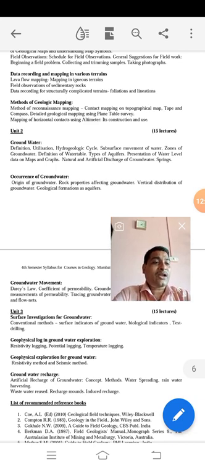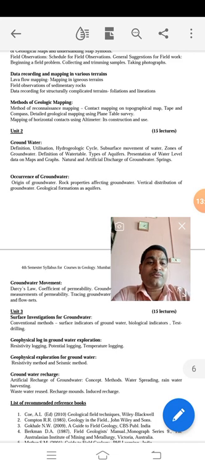Groundwater occurrence totally depends upon the porosity and permeability of the rock. Porosity means the void spaces in a rock, and permeability means the ability to transfer fluid from one place to another. Okay. These are the characteristics of groundwater.